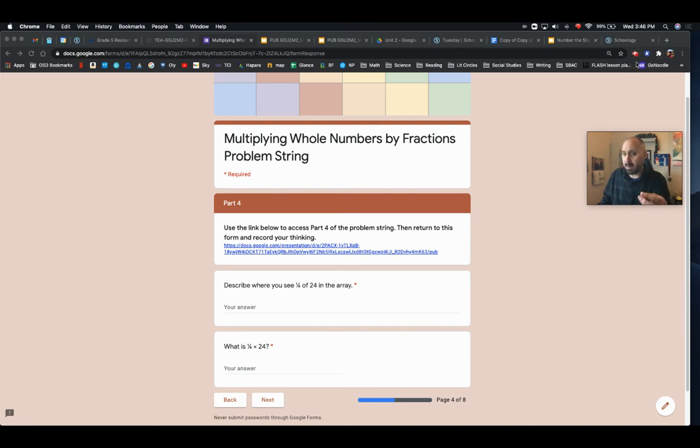Remember, multiplying by fractions. If you say "of," half of 24 is easier to think about in my mind anyway than half times 24. Okay. Great job.